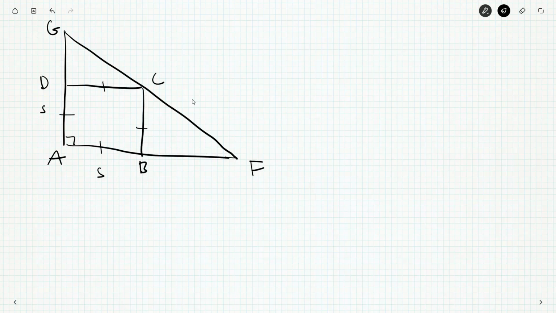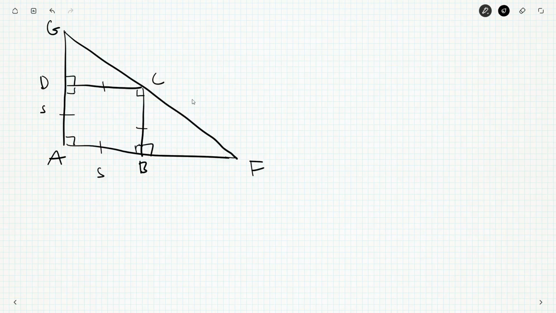Alright. So we have a right angle. We want to show that 1 over AG plus 1 over AF is 1 over S. We've got some other right angles here. Actually, since AD is extended to G, I suppose we have right angles here as well.